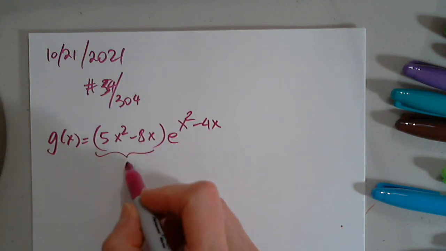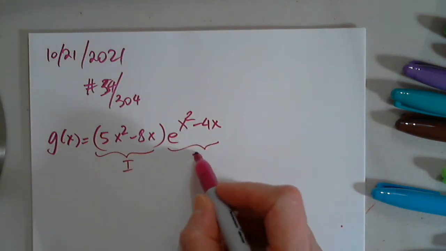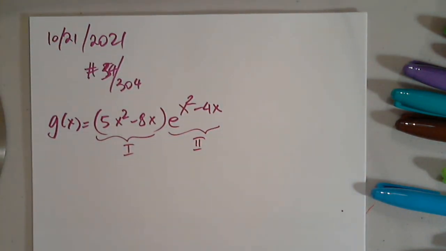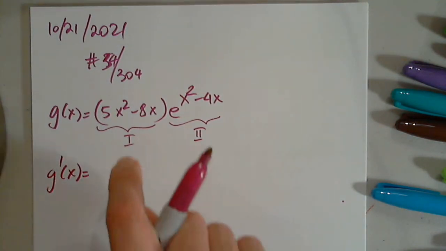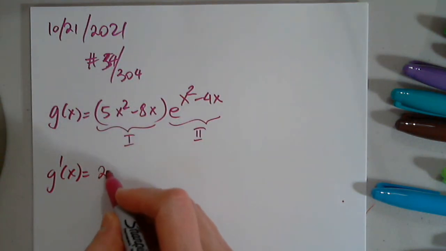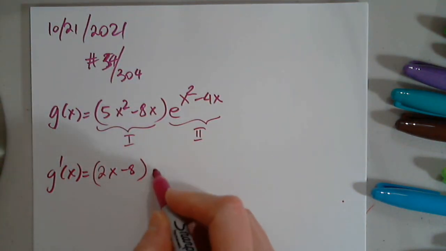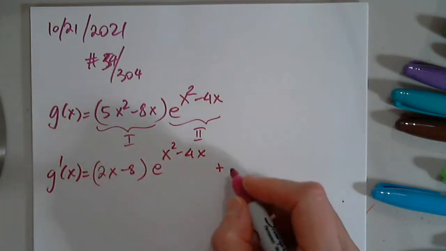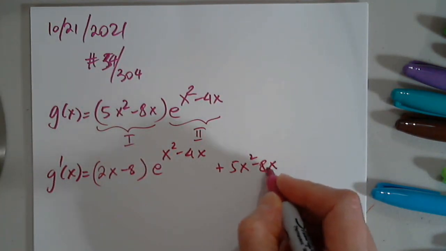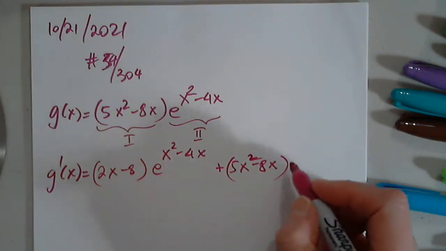So, of course, we have to use the product rule. Function 1, function 2. I'm fine if you don't like this method and use your own. It's the same thing. I accept that. It's perfect. Okay, so the first function prime, I get 2x minus 8. And then I copy x squared minus 4x. Plus, I copy the first now, and I differentiate the second.